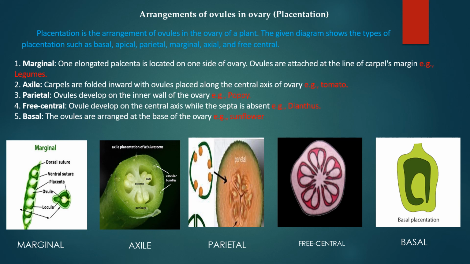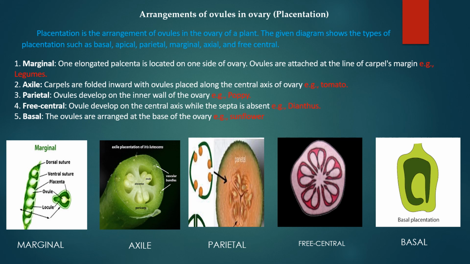In marginal placentation, one elongated placenta is located on one side of the ovary. Ovules are attached at the lines of the carpel margin. Example, in the case of legumes, you can see the placenta is attached only on one side of the wall of the ovary, and this forms what we call marginal placentation, as in the case of legumes.